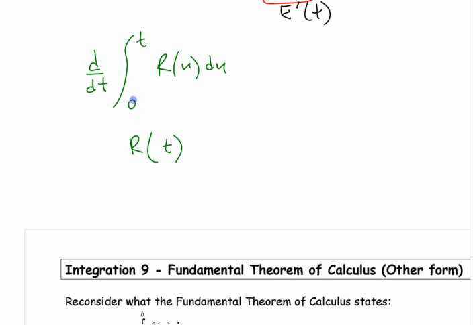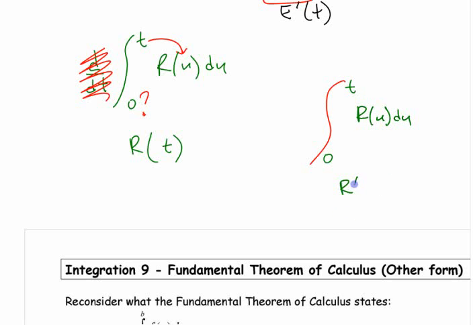The hard part, because people say, what happens to this? It's gone. It looks like you just substituted this value in, and what happened to this value? If this wasn't here, and somebody said, well, what's the integral from 0 to t of r of u du? It's just r of t minus r of 0.